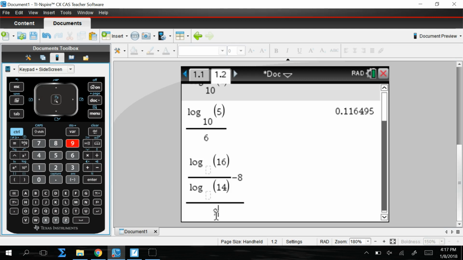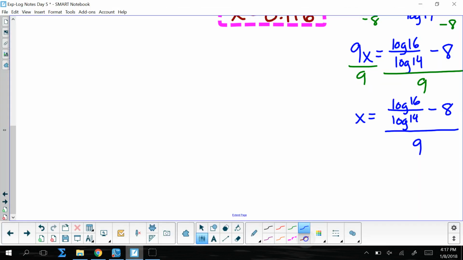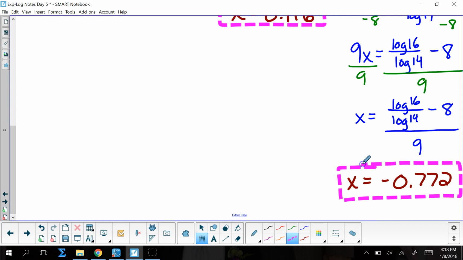Now, if I were doing this on a regular calculator, I would do log of 16 divided by log of 14, hit equals, then subtract 8, hit equals, then divide by 9, and when I hit equals there, I get negative 0.772. X equals negative 0.772.